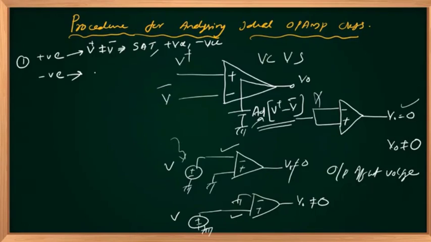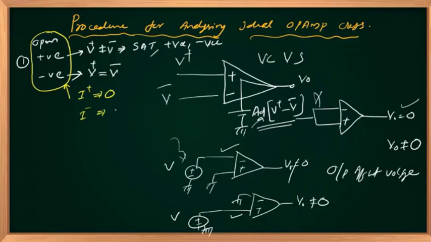If it is negative feedback, V plus equal to V minus. And open loop also falls under the first case, positive or open loop: V plus is never equal to V minus. But in all these three cases, one condition is true. What is that condition? Rin is infinity. So current going into the positive input is equal to 0, current going into the negative input is also equal to 0 amperes.